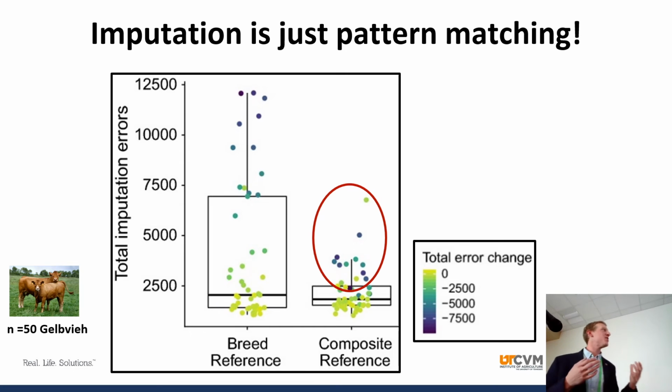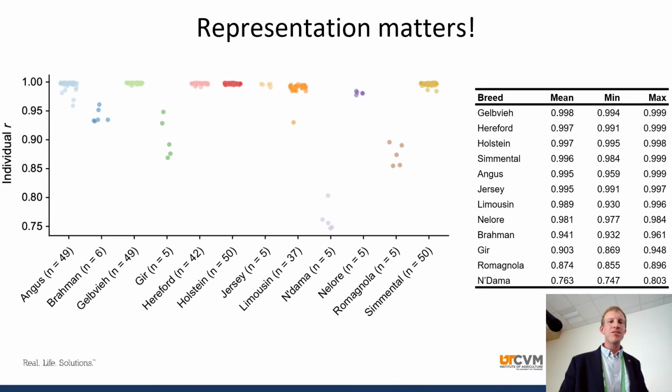So this is one of these situations where you can't do any harm by throwing more haplotype diversity into an imputation reference. You can only do better. The animals that are going to impute well on the breed-specific reference are going to do just as well as you move over into a composite reference.